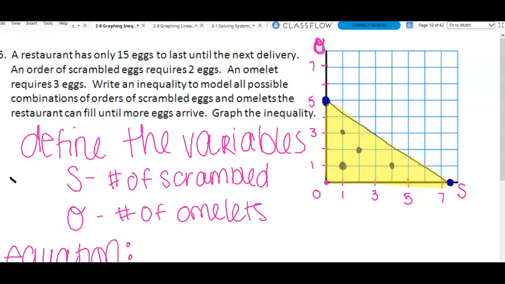Does that make sense? When you label a graph, that was probably one of the biggest errors I saw on our most recent quiz, that we did not label the axes. So when you are graphing, the number one thing you need to do is label the x and y axis with what they represent. So x in this case is scrambled, y is omelets. Plot your x and y intercepts and connect them with a line, and then determine your shading. Since I only have 15 eggs, my shading is below my line.